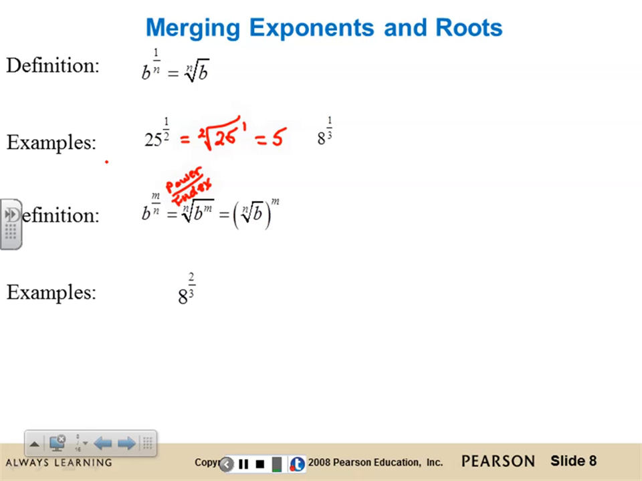What about 8 to the 1/3? Well, that's asking the cube root of 8 to the first power. The cube root of 8 is going to be 2, and then of course 2 to the first power is 2. But what about down here? What if we have 8 to the 2/3 power? Again, we're going to have the cube root of 8 squared. And it doesn't matter which order you do this. You can square the 8 and then take the cube, or you can take the cube and then square it. And I personally think that's easiest because the cube root of 8 is 2, and 2 squared is going to be 4.